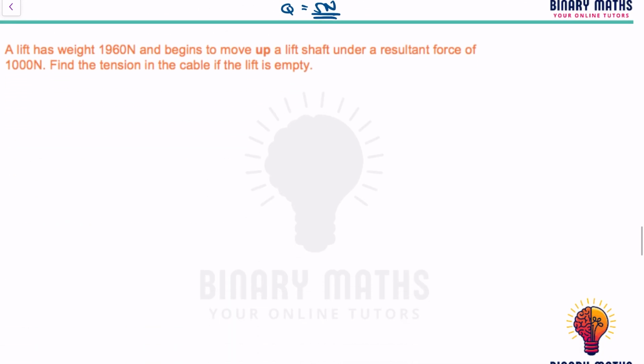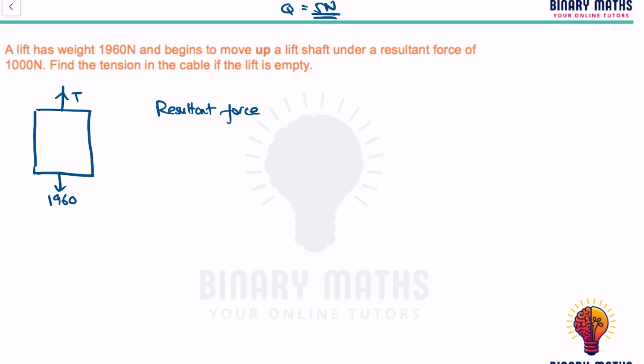Okay, a lift has weight 1,960 newtons and begins to move up a lift shaft under a resultant force of 1,000 newtons. Find the tension in the cable if the lift is empty. So we've got a lift. Its weight is 1,960. And we know obviously it's being held by a cable, so tension is also involved. The resultant force, so it's moving up, so direction going up, is equal to 1,000 newtons.